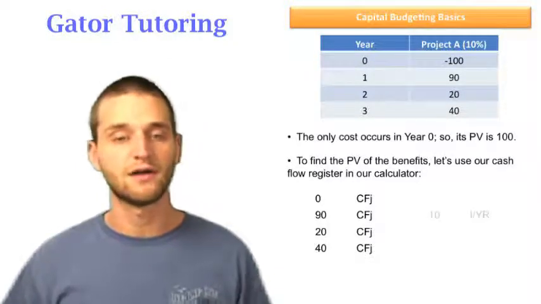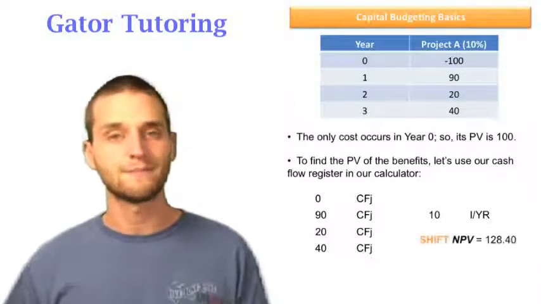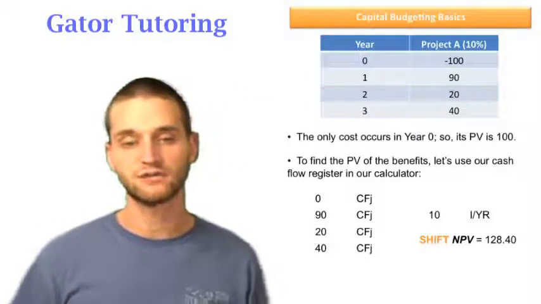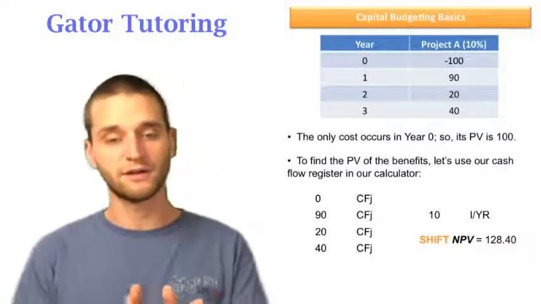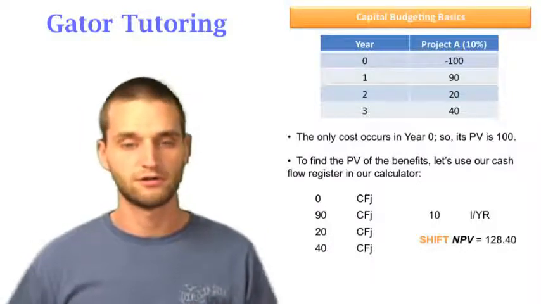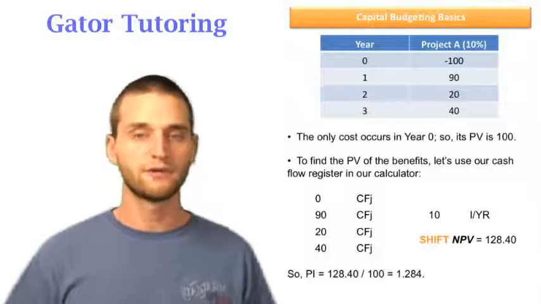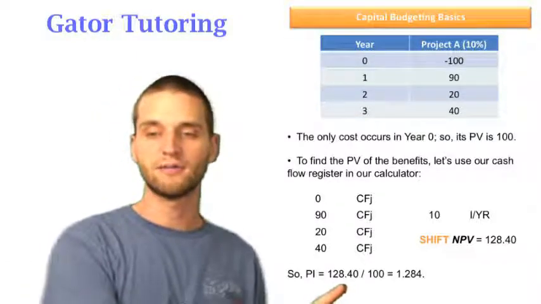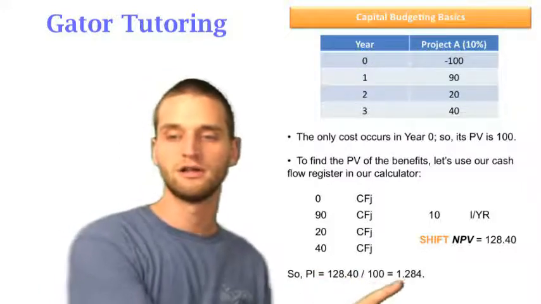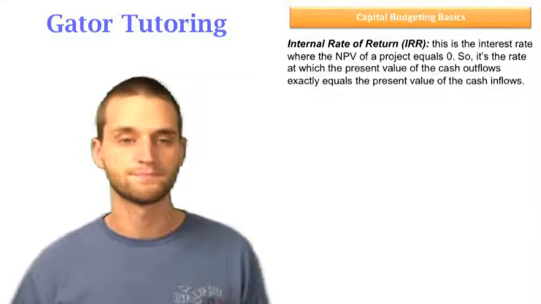Now we have all of the cash inflows in our cash flow register. We want to discount them at 10%, so we enter 10 for interest per year, and then we find the net present value. That's the easiest way to find the present value of all of those cash flows, and we find that it's 128.40. So that's the present value of the benefits of this project. So the profitability index is the present value of the benefits, 128.40, over the present value of the cost, 100. It's 1.284. That's the profitability index for Project A.